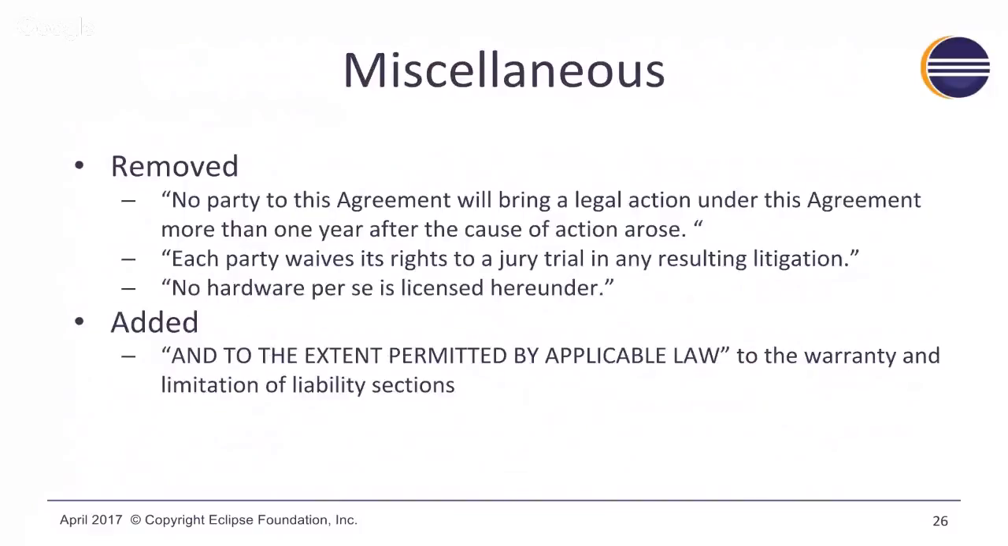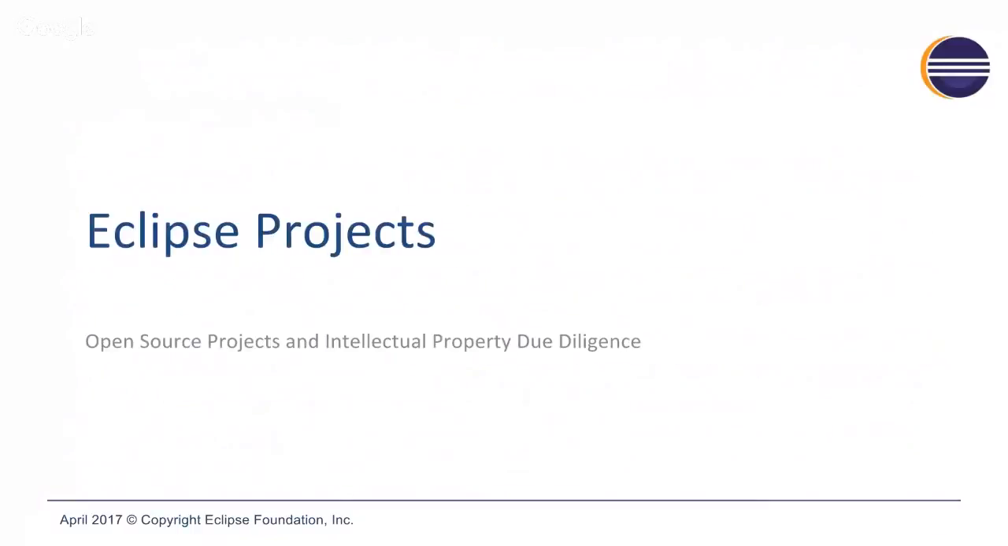Again, a couple of cleanup things and miscellaneous. There's a few things that we are getting rid of. We also added "to the extent permitted by applicable law" to the warranty and limitation of liability sections. That was done specifically because in certain jurisdictions, such as Germany, you cannot say that you have no warranties and no liability. That's just clarifying so that we don't have the rest of those sections stricken by a court.